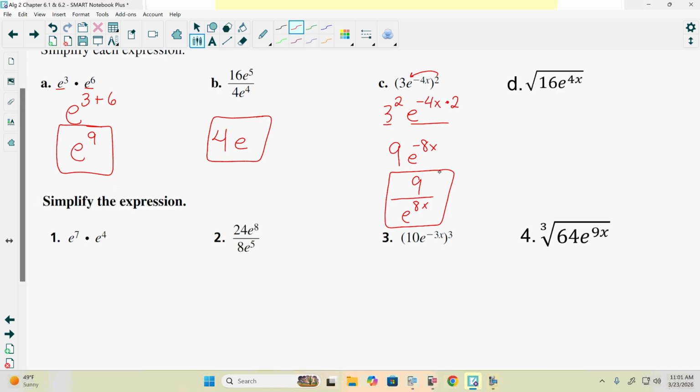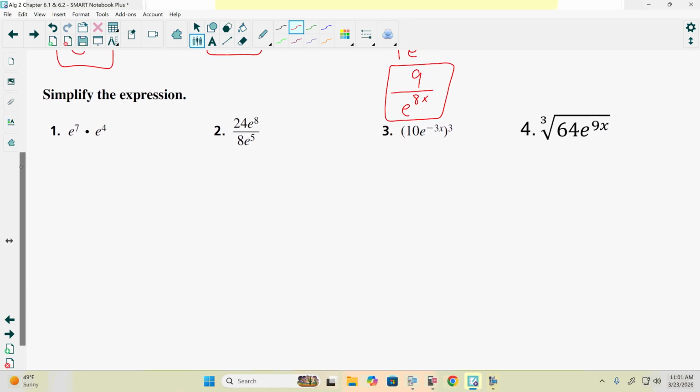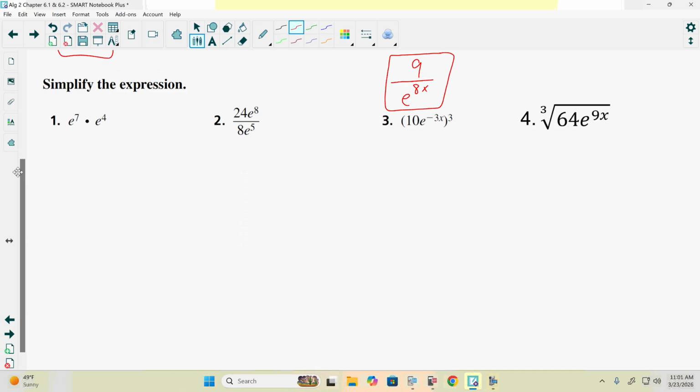Now we're going to look at 1, 2, 3. We're going to come back to problem D and problem 4 in a minute. Let's look at number 1. e to the 7th times e to the 4th: since we're multiplying like bases, we can add the exponents. So we'd have 7 plus 4, which is 11.